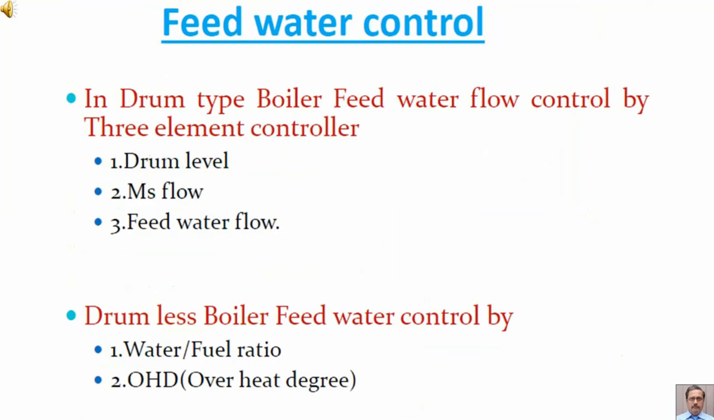Feed water control. In a drum type boiler, feed water flow is controlled by a 3 element controller, in which 3 signals are used: drum level, main steam flow and feed water flow. In a drumless boiler, feed water is controlled by water/fuel ratio.